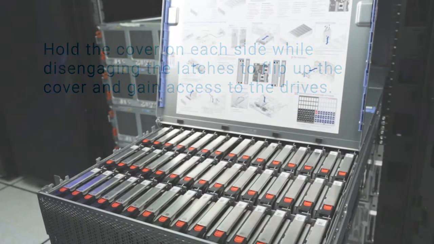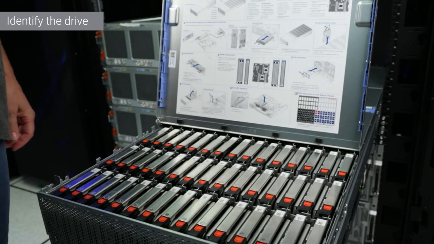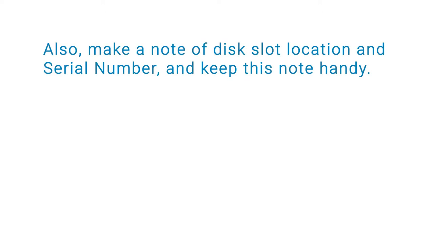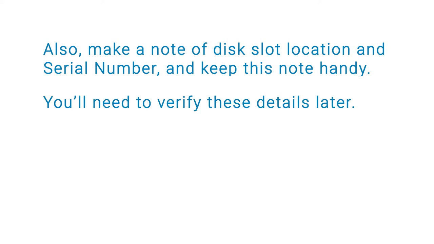drives. The faulted drive can be identified by a solid amber LED. Make sure that you verify the disk slot location and serial number based on the disk information provided in the ECS UI maintenance pane. Also, make a note of the disk slot location and serial number and keep this note handy. You'll need to verify these details later.